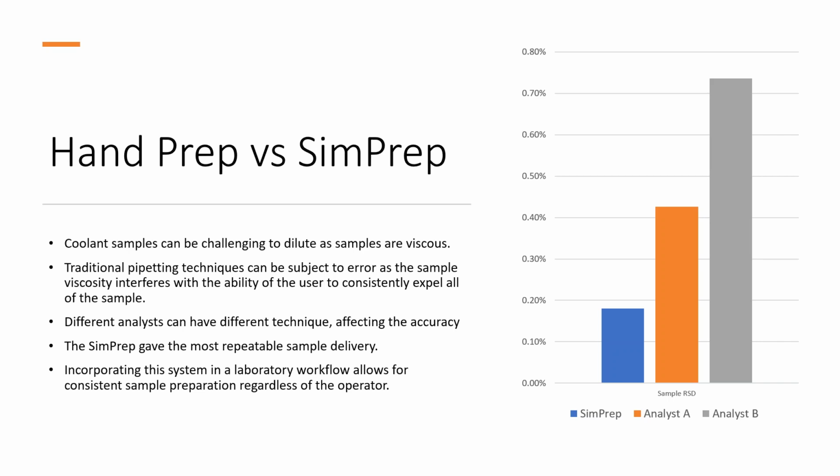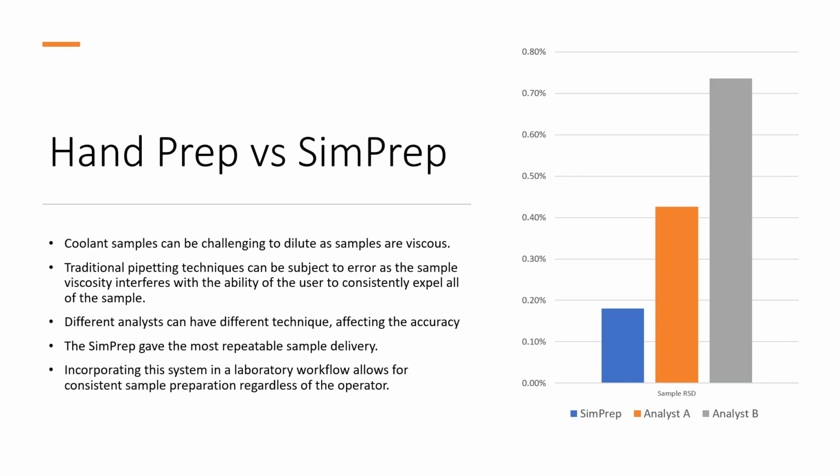They both took 10 different sample aliquots that they dispensed into cups, which were weighed. So this wasn't even analysis on an analyzer. This was purely by weight. And the SimPrep did the same way. The SimPrep aliquoted 10 aliquots into different tubes. Those were all weighed, and then we took the RSDs for those sets.